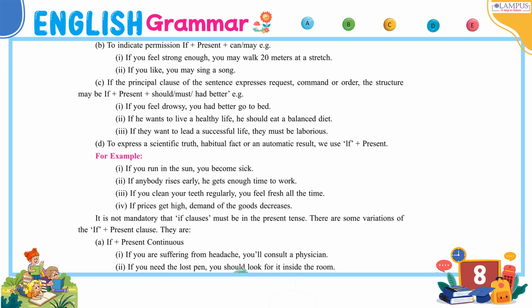C. If the principal clause of the sentence expresses request, command or order, the structure may be if plus present plus should, or must, or had better. Example, 1. If you feel drowsy, you had better go to bed. 2. If he wants to live a healthy life, he should eat a balanced diet. 3. If they want to lead a successful life, they must be laborious.